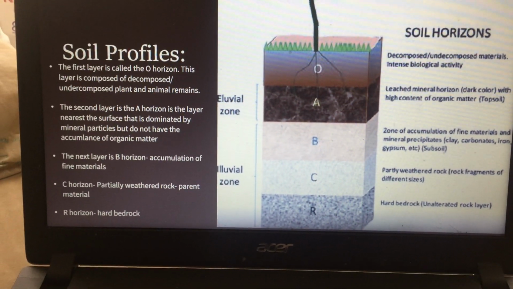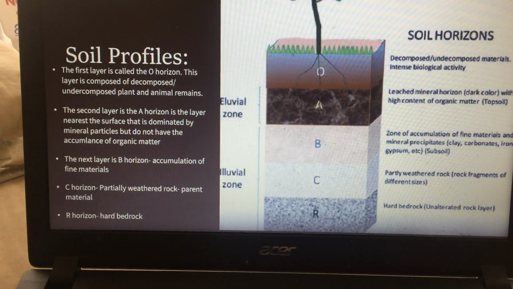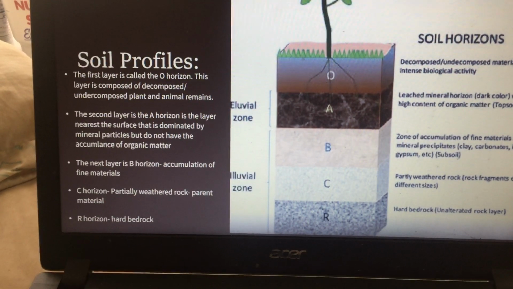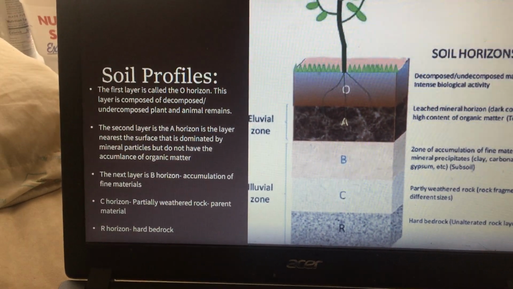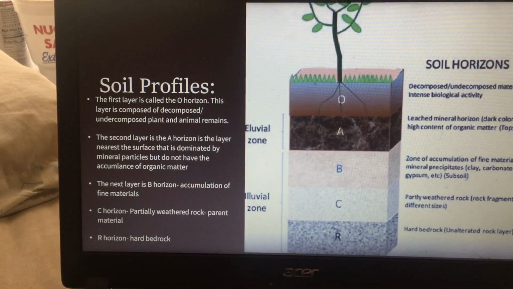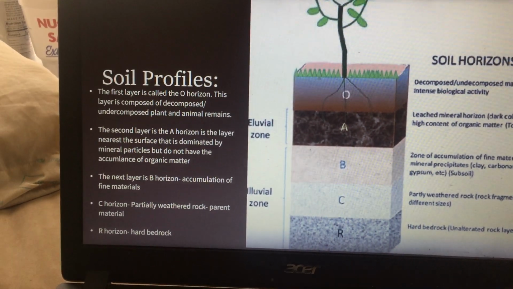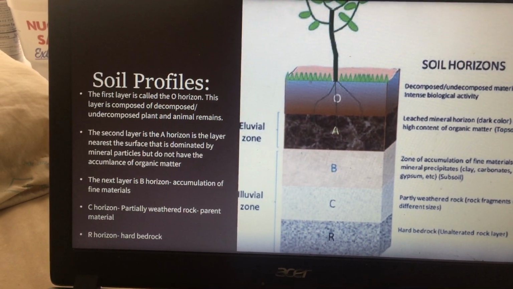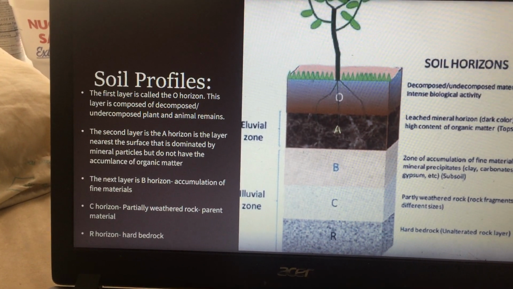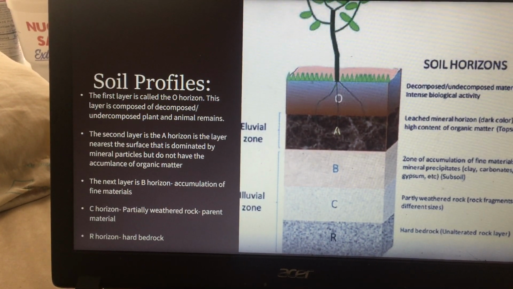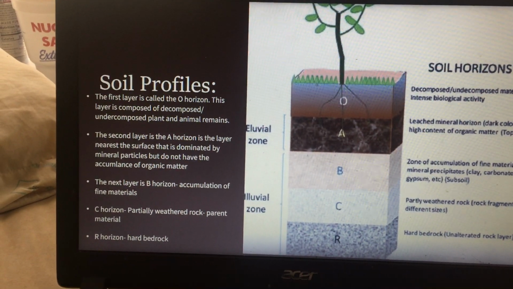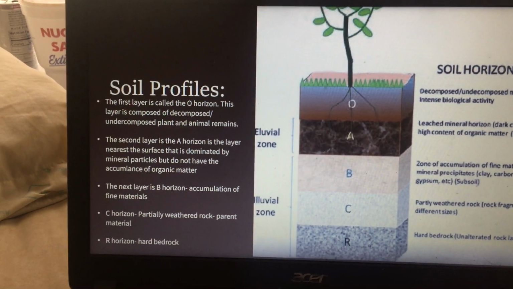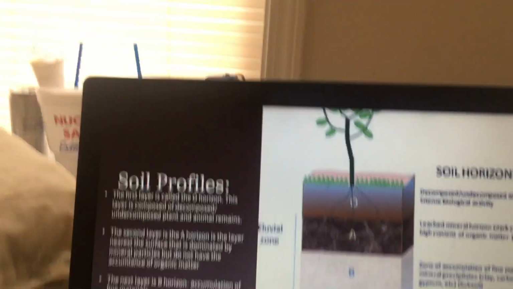The first profile is the O horizon, and this is going to be where your organic matter is, and it's going to be where the most biological activity takes place, but also it's going to be the richest in plant material. Our second layer is the A horizon, and it's right under the O horizon, and it's dominated by the mineral particles, but it doesn't have the accumulations of the organic matter throughout. So it's going to be what we call topsoil. So it's going to be dark in color, and some of them have a high organic matter content, but not all of them do.